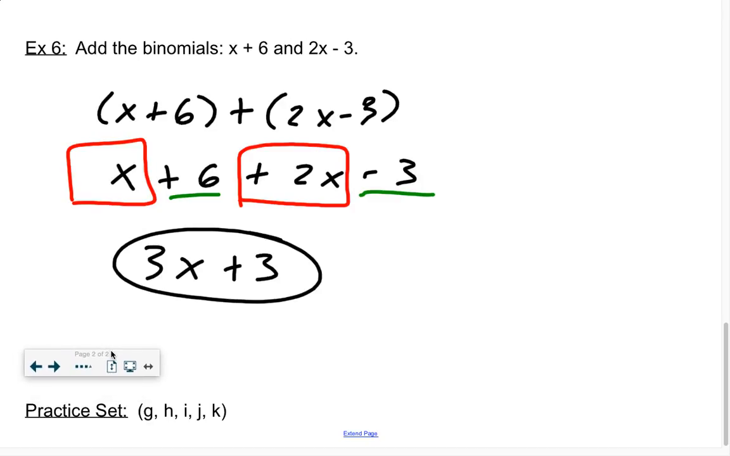Practice problems that we need to work on are G, H, I, J, and K.